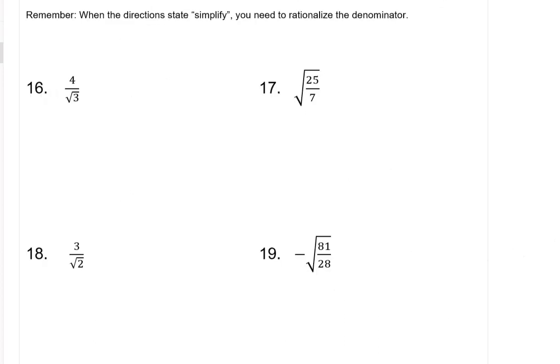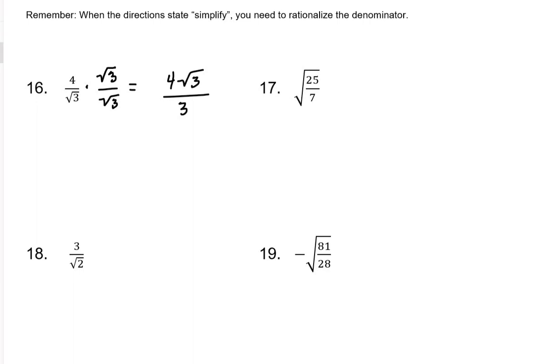Okay, remember when you are simplifying, you need to rationalize the denominator. So with problem 16, I have the square root of 3 in my denominator. So I need to multiply numerator and denominator by square root of 3. So in the numerator, I have 4 times the square root of 3, and in the denominator, I have square root of 3 times the square root of 3, which is 3. And if you need to put that in the calculator to help you out, you can.